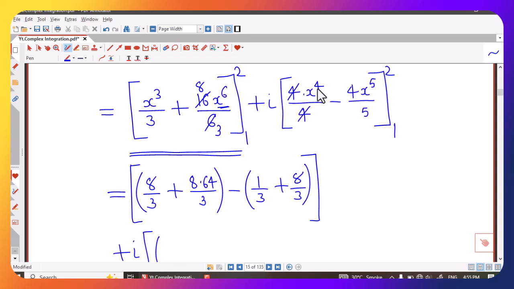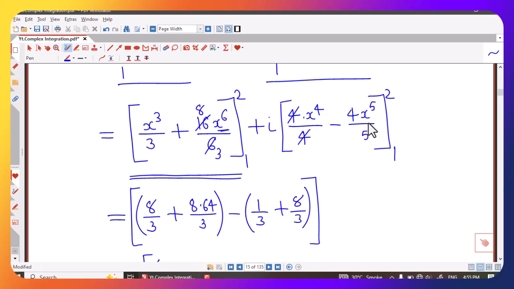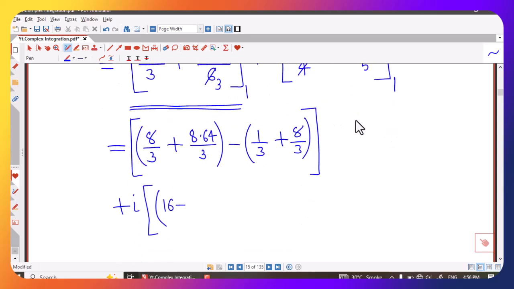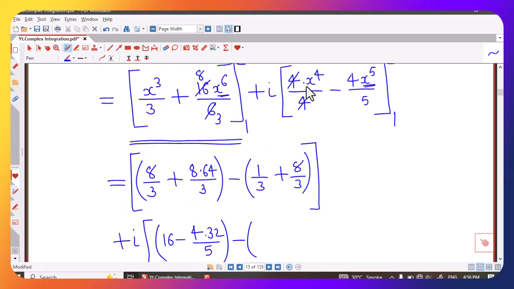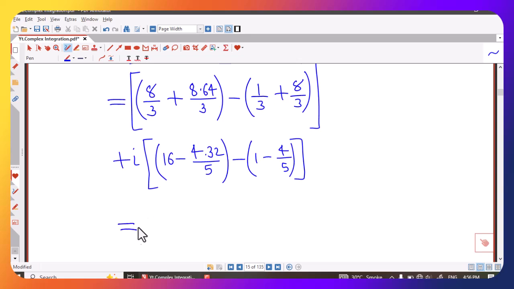If we take x equal to 2, we have 2 raised to 4, that is 16, minus, if I take x equal to 2, here I will have 2 raised to 5, that is 32, and it is multiplied with 4. So 4 into 32 divided by 5, minus when I take x equal to 1, here I have 1 and here I have minus 4 by 5. Then we can simplify this.